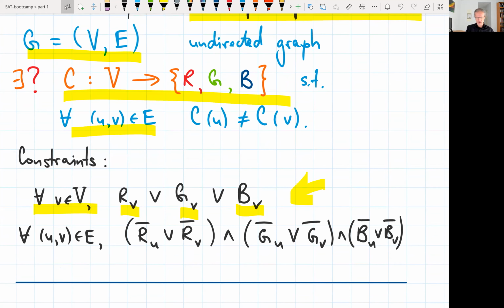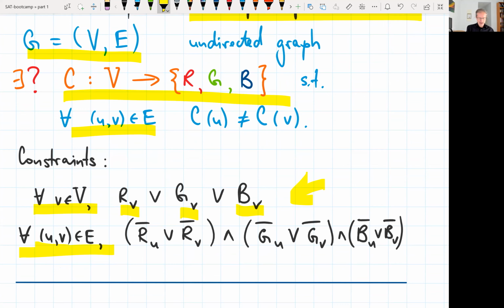And notice that this clause is of size 3, but all literals in it are positive. So it's a dual Horn kind of clause. Okay, so every vertex must be assigned something. The other kind of constraint imposes the restriction that you don't have monochromatic edges present.